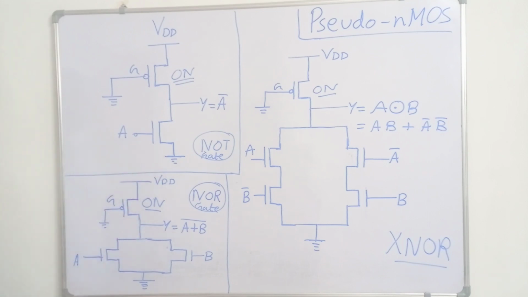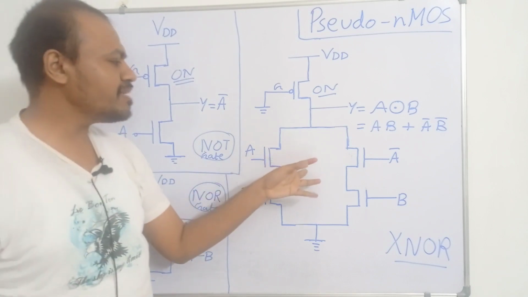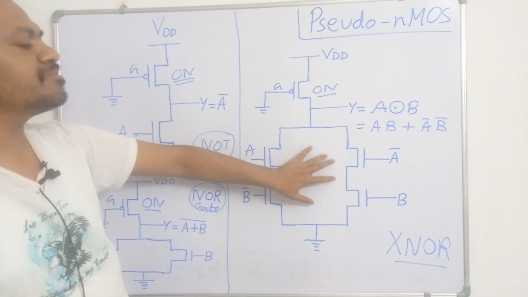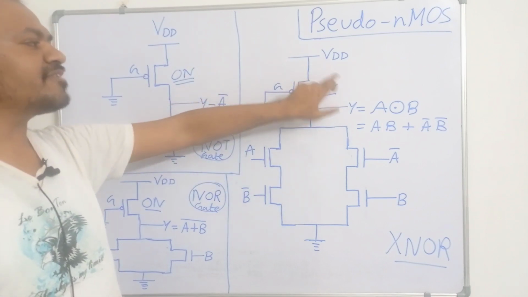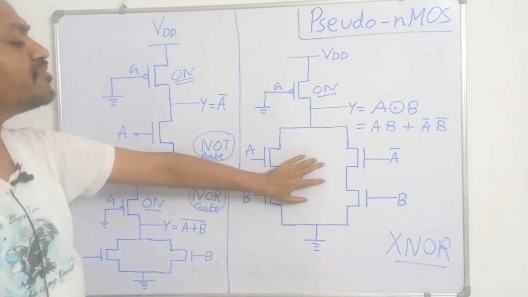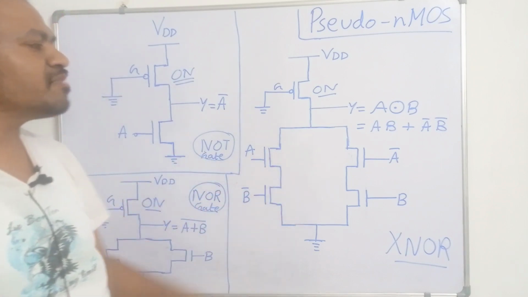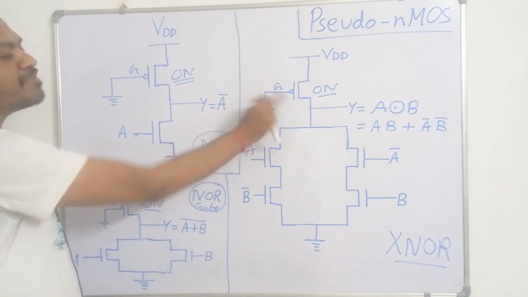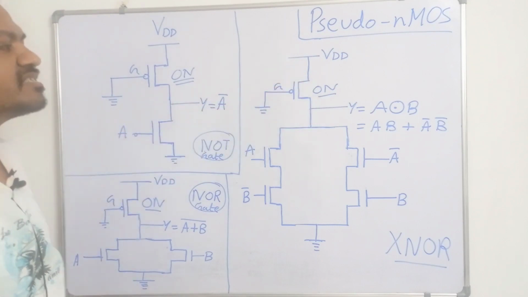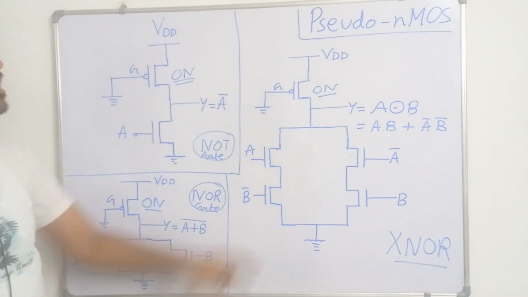So what it does is it saves PMOS transistor area. Here we are using only one PMOS transistor. In normal CMOS logic, we would use 4 PMOS transistors, which will be the complement of this pull-down network. The pull-up network is always complementary to the pull-down network in traditional CMOS design. So if we had to design this using traditional CMOS, we would use 4 PMOS transistors. But in pseudo NMOS, we are using only one PMOS transistor. So the area of 3 PMOS transistors is saved here.